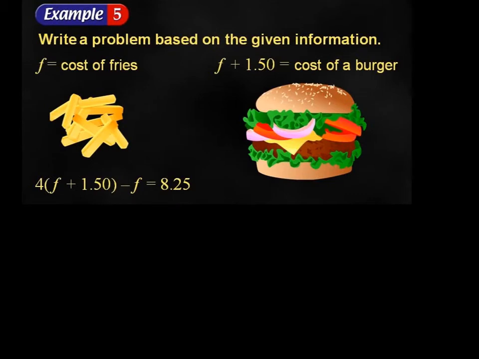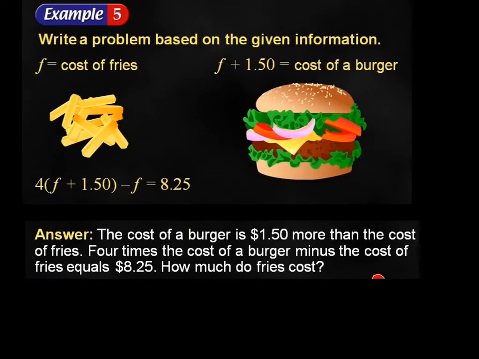This could get interesting. Write a problem based on the given information. They have assigned the variable f for the cost of fries, and f plus 1.50 is the cost of a burger, and 4 times f plus 1.50 minus f equals $8.25. You could say the cost of a burger is $1.50 more than the cost of fries. 4 times the cost of a burger minus the cost of fries equals $8.25. How much do the fries cost? Although I can't think of a real-world situation where you'd want to subtract the cost of fries from 4 burgers. Adding would make more sense.